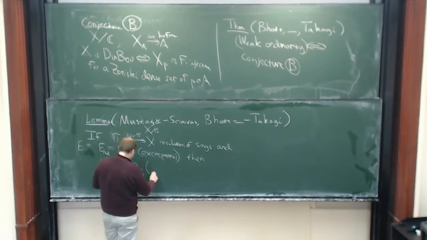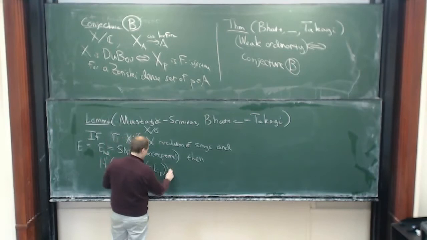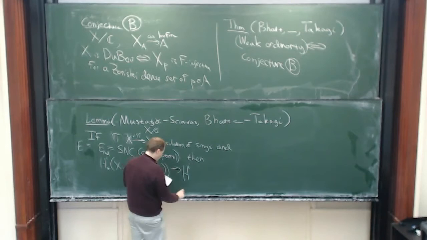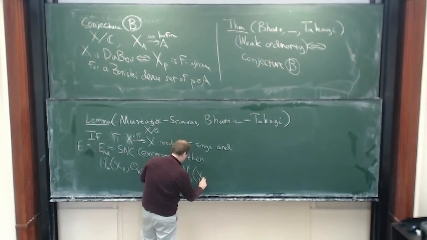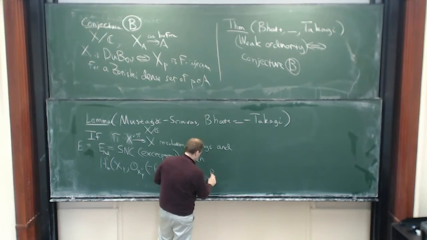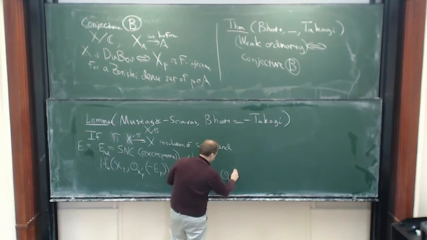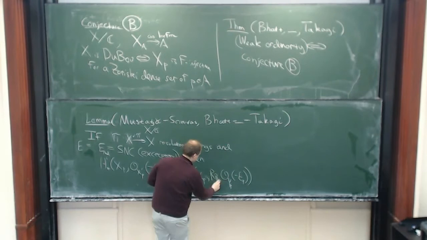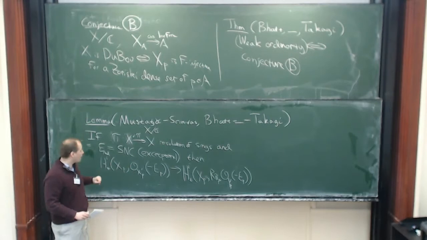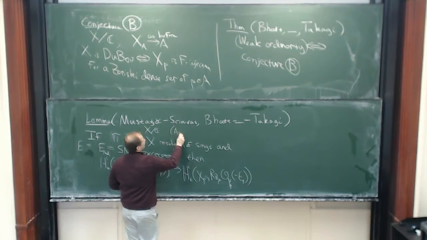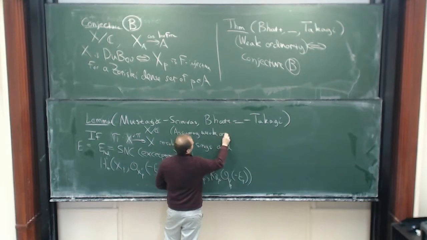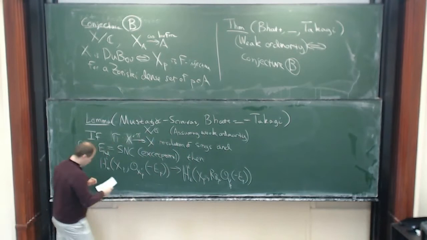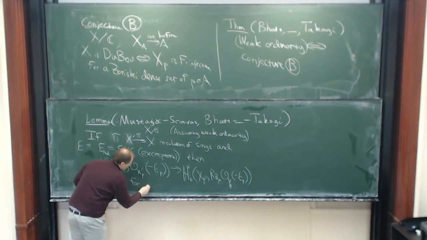And so what this lemma says, and maybe I won't dwell on it too much, I'll just state it. I'm taking everything we had in characteristic 0 and reducing it to characteristic p again. And then the statement is, assuming weak ordinarity, that this map right here actually injects for a dense set of closed points p in A.